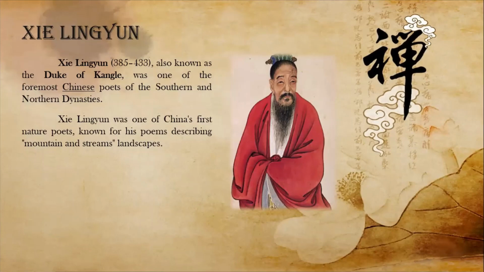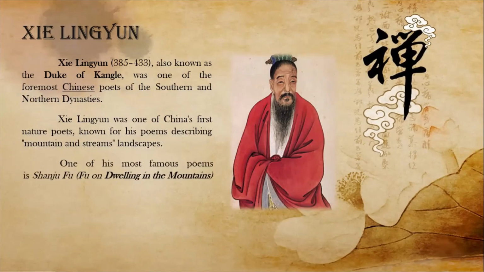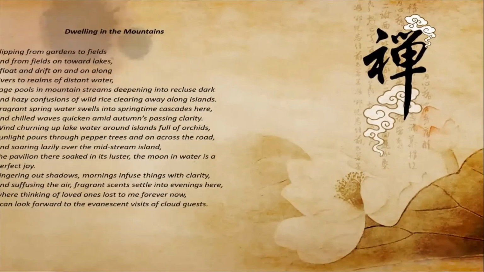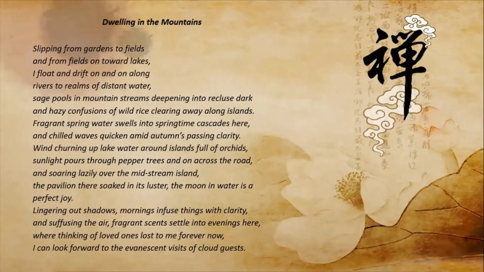His poems, composed in the full style of rhyme prose, describe the beautiful mountains, lakes, and rivers of southern China, often expressing a sense of being lost in the landscape. One of his famous poems is Shanjufu, or Fu on Dwelling in the Mountains, where he describes in detail the construction of his home in a setting that would constitute his style of reclusion and poetry, mountains and rivers.